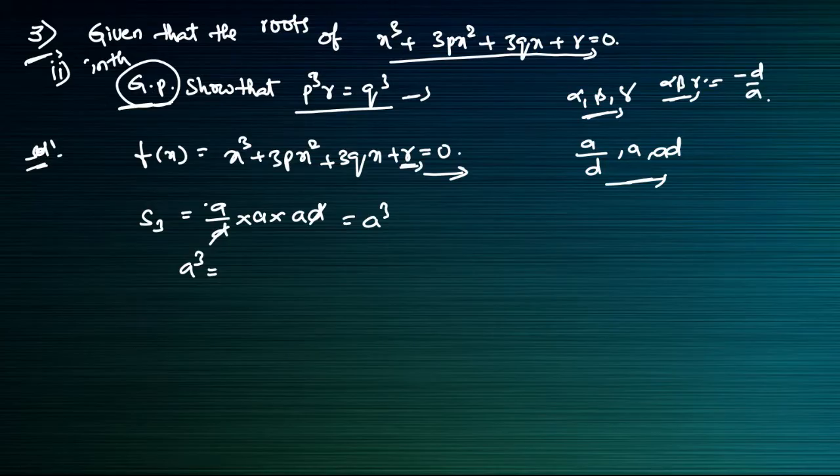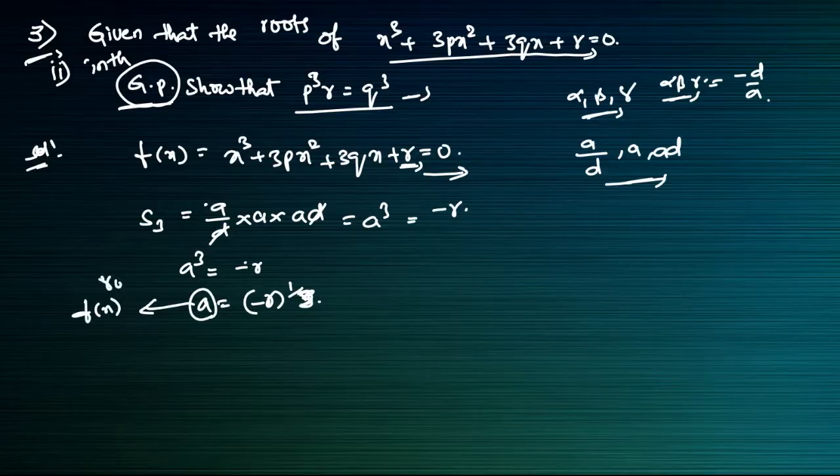So a cube is equal to minus r will come here. So a is equal to minus 1 whole to the power of 1 by 3, into r whole to the power of 1 by 3. So here a is one root of f of x. So this a is the root of f of x actually. Okay, root of f of x.